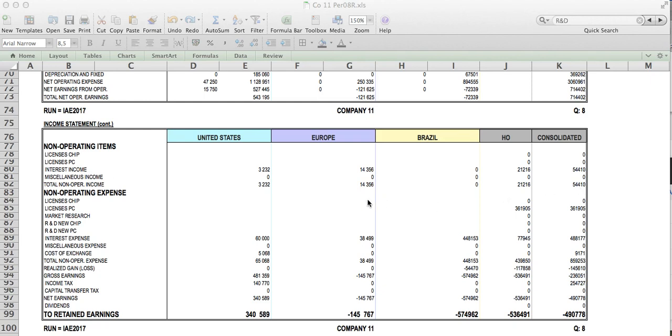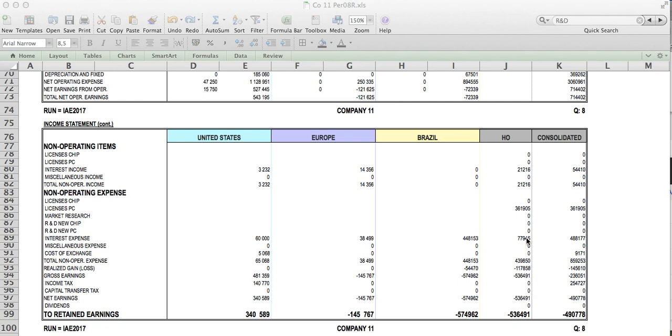And then come the much bigger non-operating expenses. Number one, you may have bought a license instead of selling it. License for chip, license for PC. Again, this is going to the home office. In fact, it took place in the home office for PCs in this case. Market research, if you buy any market research from Nippon, then that will be listed here. Your R&D will be listed here as well, for chip and for PC.